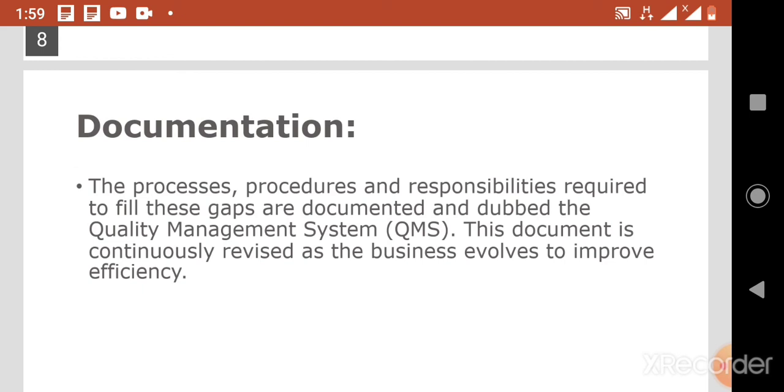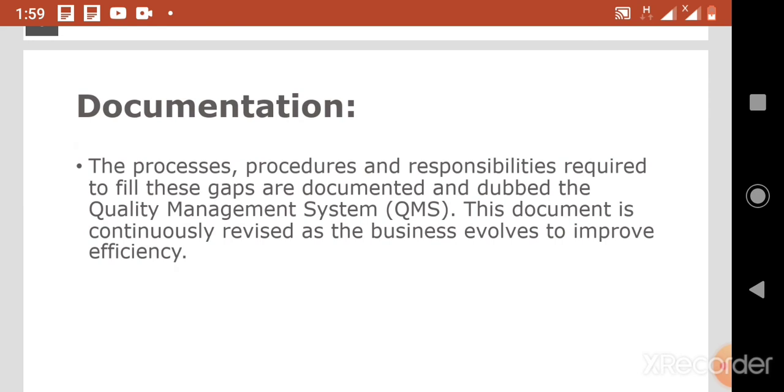Next is documentation. The procedures and responsibilities required to fill these gaps are documented and dubbed the quality management system, and this document is continuously revised as the business evolves to improve efficiency. By documenting all the qualities of a specific software, through documentation we can ensure the quality of the specific software.